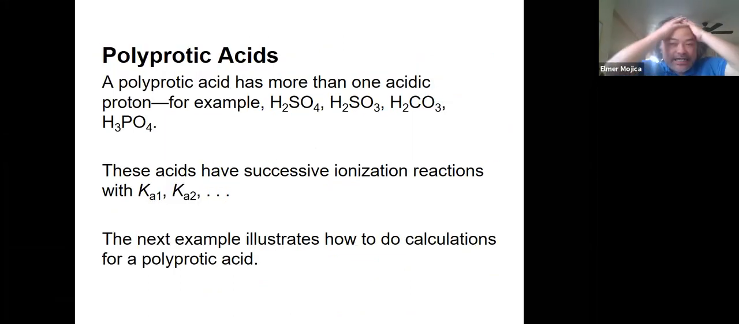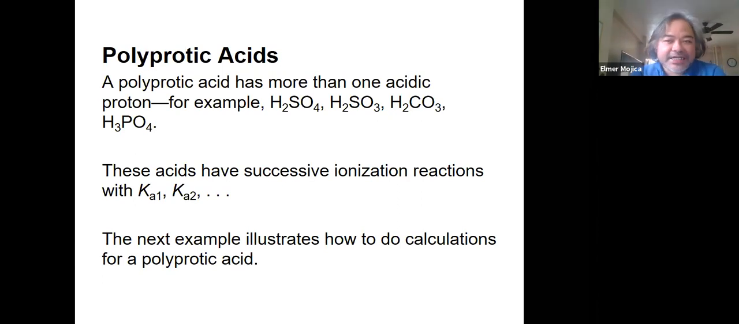Now, polyprotic acid. So let's discuss this polyprotic acid. When you have a polyprotic acid, it has more than one hydrogen or acidic proton. For example, sulfuric acid, sulfurous acid, carbonic acid, and phosphoric acid. So you're going to deal with the polyprotic acid next week in your laboratory. Usually if you have polyprotic acids and they are weak acids, they have more than one Ka.